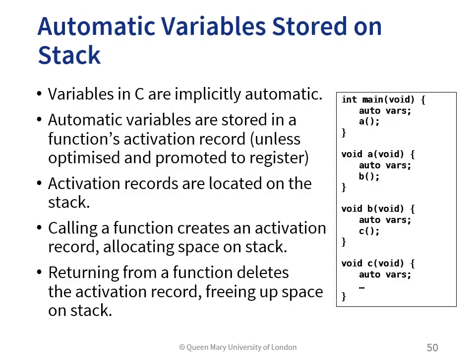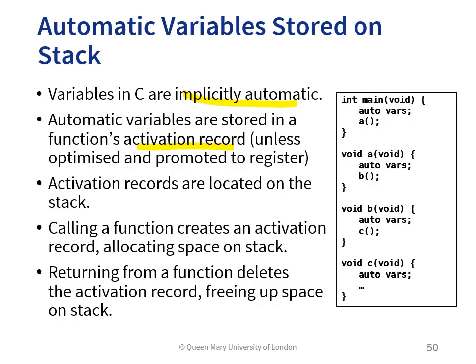So how about automatic variables? If you don't put any type modifiers on the variables, they are implicitly automatic. So they will likely be generated on the stack. Automatic variables are within the activation record of a function, unless you force it to be a register.